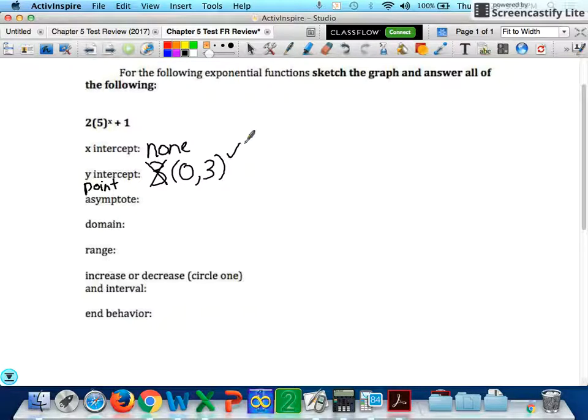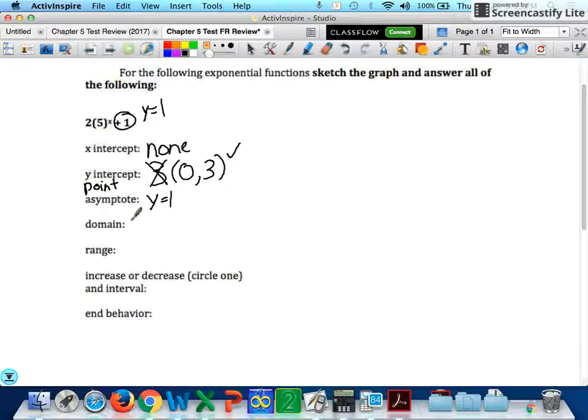Okay? Our asymptote is just wherever our graph levels off. You can either look at the graph and find it, or you can see that it's right here on the end. But you do not write it as just a regular 1. An asymptote is a line. So therefore, it has to be y equals 1.